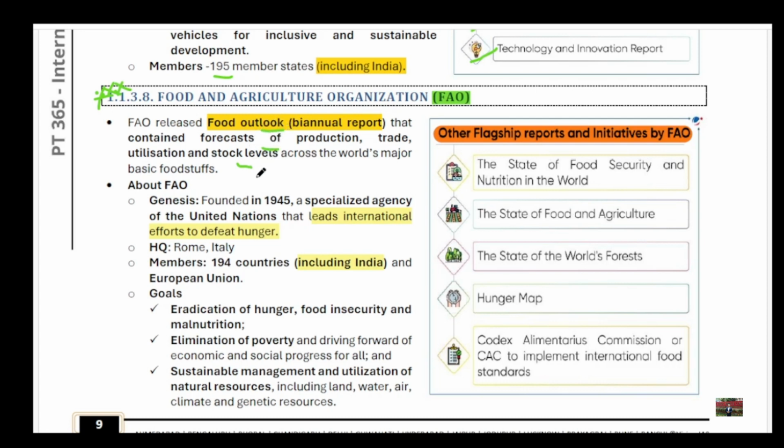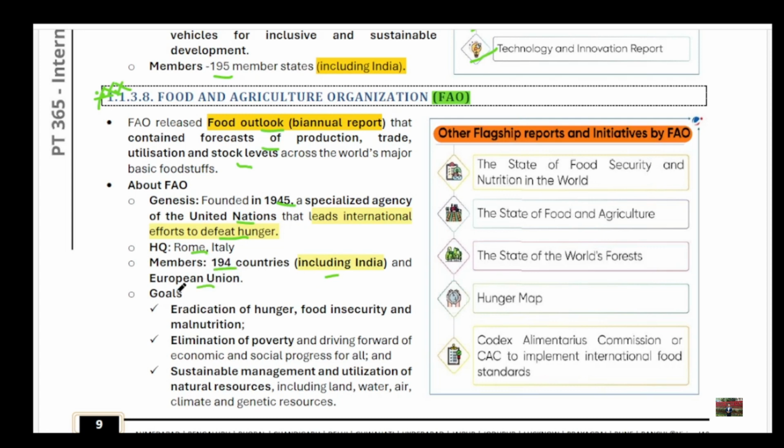Remember this. It was founded in 1945 and is a specialized agency of the United Nations. It aims to defeat global hunger. Where is it based? It is based in Rome, Italy. There are a total of 194 member countries. India is part of the Food and Agriculture Organization, as is the European Union.